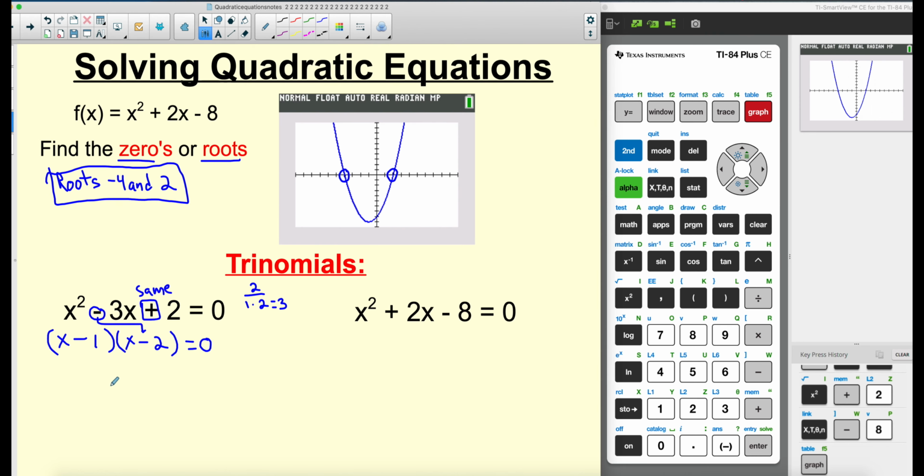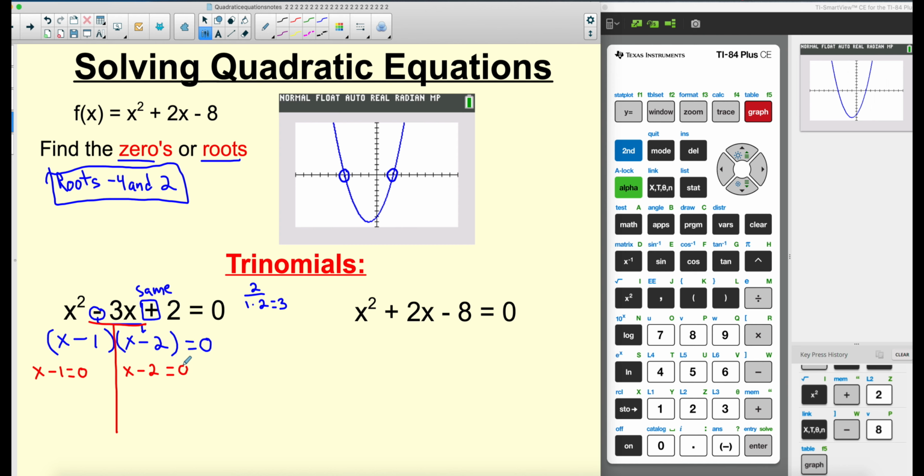All right, and basically, guys, it literally looks like a T. You draw a line in between your parentheses. Notice it kind of got like a T here. Copy what's in the parenthesis, x minus 1, and set it equal to 0. And then you copy what's in this parenthesis, x minus 2, and set it equal to 0.